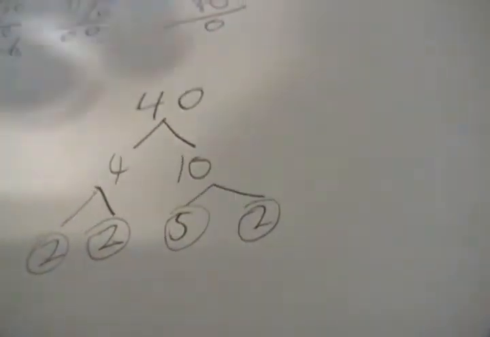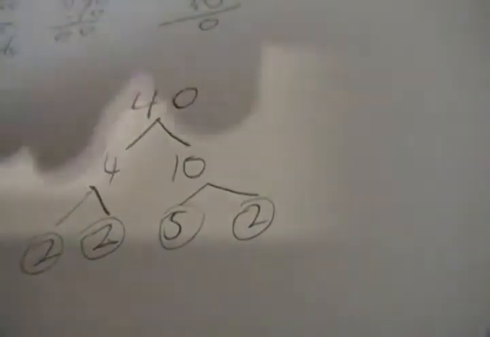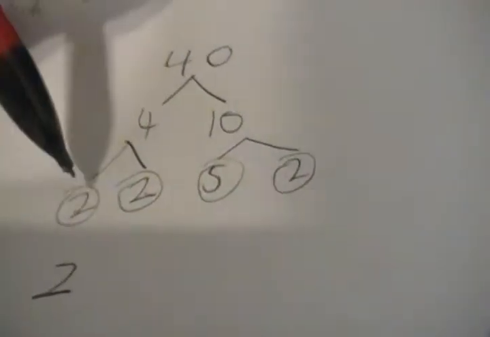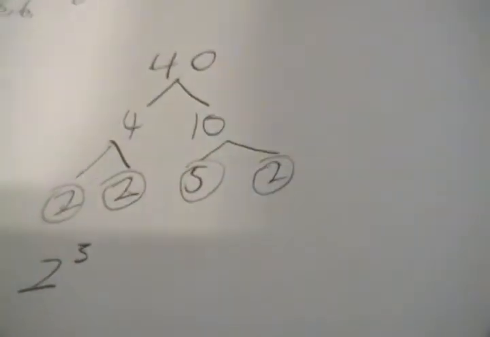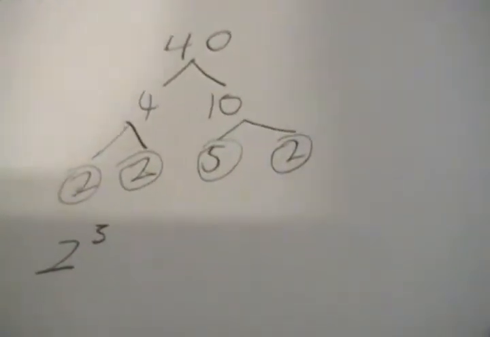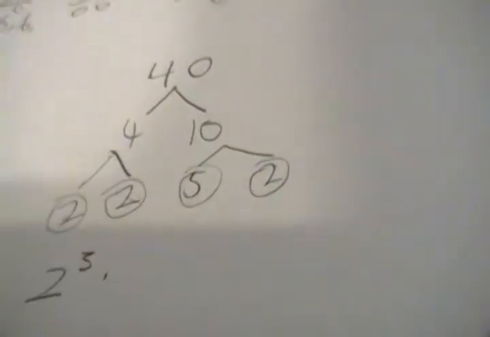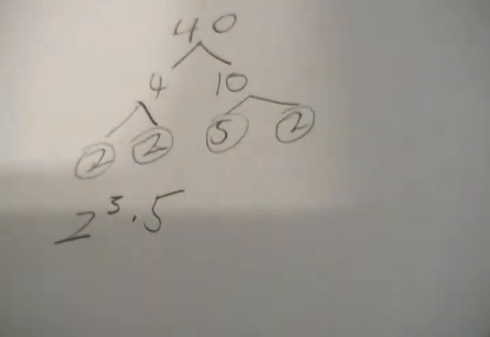So is 5 a prime number? Yes, it is. Is 2 a prime number? Yes, it is. So for the final answer, you want to put everything into prime power form. In other words, you want to take the prime numbers, for example 2, and use exponents. So how many 2's are there? There's 1, 2, 3 of them. Because there's 3 of them, it's 2 to the 3rd power. That's what it means: 2 times 2 times 2. And then what do we have left over? We have 5. So the final answer is 2 to the 3rd power times 5.